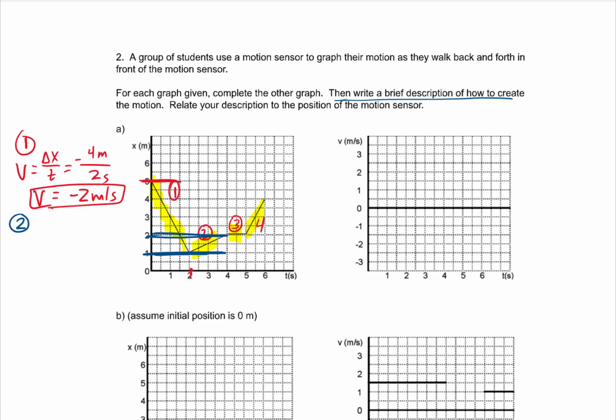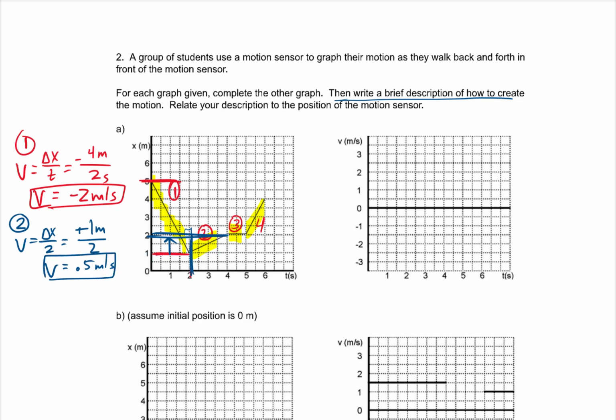So for velocity 2, velocity is change in position over time. We go from 1 to 2, so it's plus 1 meters, and then that chunk takes me from 2 seconds to 4 seconds, 2 seconds. So that velocity comes out to be 0.5 meters per second, and it's positive.